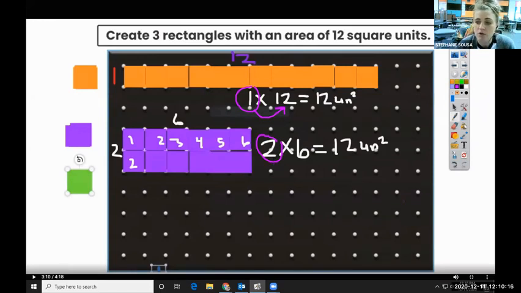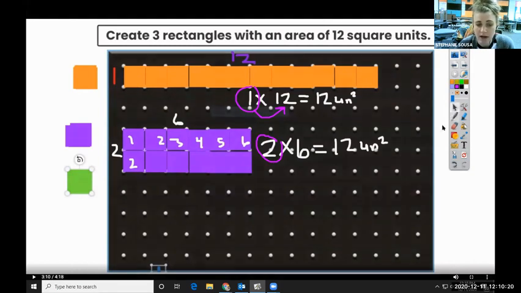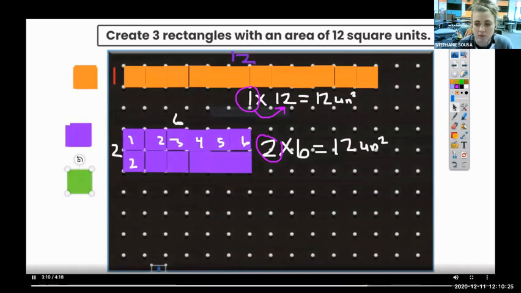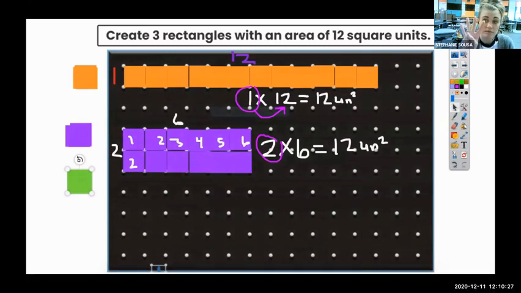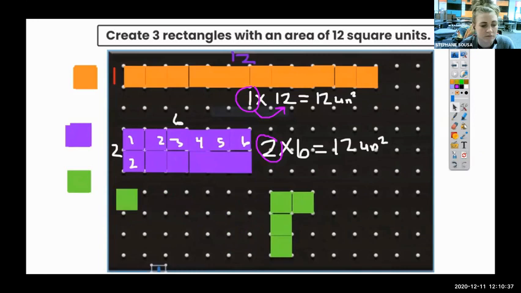Now I'm going to move up to my next factor, which is going to be a 3. So I'm going to have a dimension or a length of 3, and we'll see if that works. 3, 6, 9, 12. Hey, I used the 3 skip counting song and said 4 numbers. So let's set up rows of 3. 1, 2, 3. 4, 5, 6, 7, 8, 9.